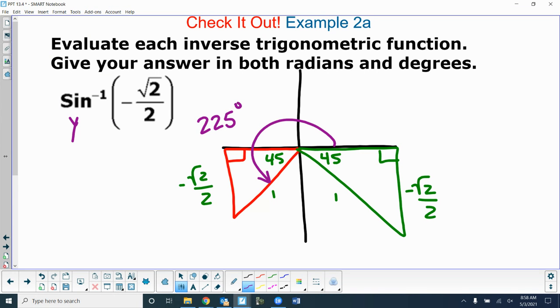225, right? You guys know from there to there is 180, just add 45. How far is it from there? 90, 180, 270, all the way around is 360. We're 45 short of 360. So what's that one? 315. That's our two answers.